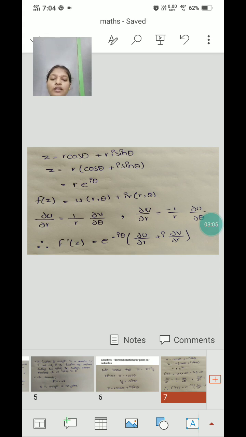Then we can write f of z is equal to u of r comma theta plus i v of r comma theta. Dou u by dou r is equal to 1 by r dou v by dou theta, comma dou v by dou r is equal to minus 1 by r dou u by dou theta. f dash of z is equal to e power minus i theta into dou u by dou r plus i dou v by dou r.